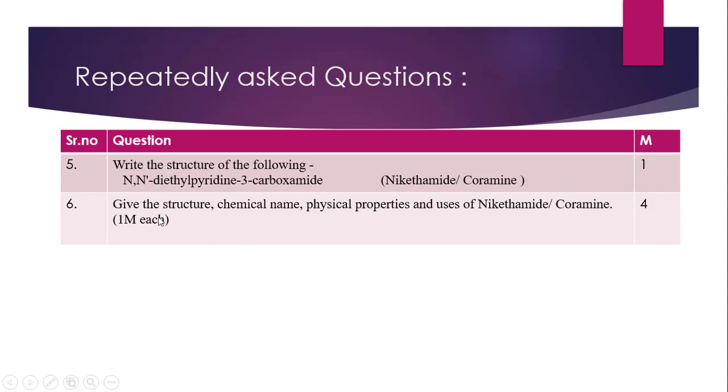Then next question number 6: give the structure, chemical name, physical properties and uses of nicotinamide. Same as we have seen for caffeine, the same applies to nicotinamide also. Each point carries 1 mark and the total question carries 4 marks. Since there are only 6 questions, you might have understood that this is a very small chapter of your syllabus. So we will go to the summary now.